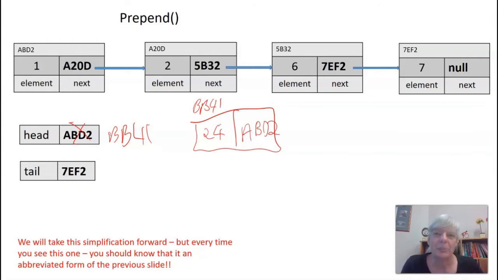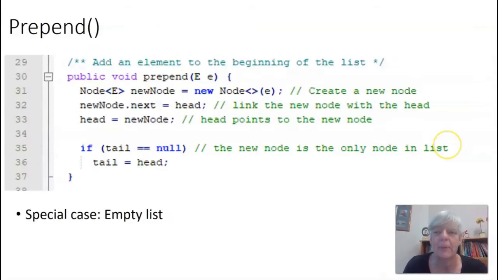Quickly, what's the special cases? The list could have been empty. Would it matter if there was only one element in the list? I don't think so, because head we update in any case and tail is still correct, even if there's only one element in the list. So I don't think that's a special case. The only special case I can think of is if the list is empty. Let's have a look at the code.